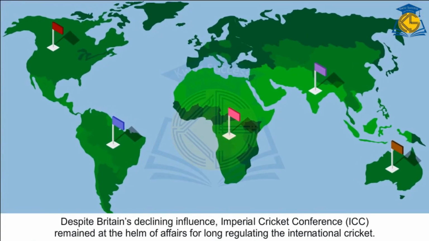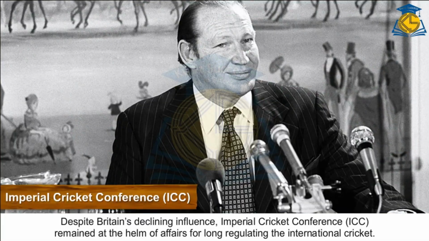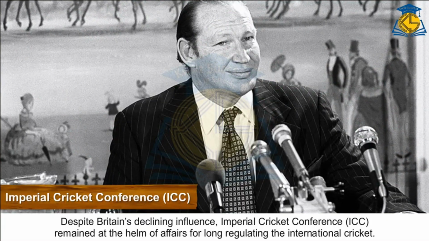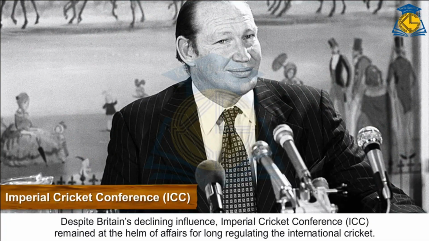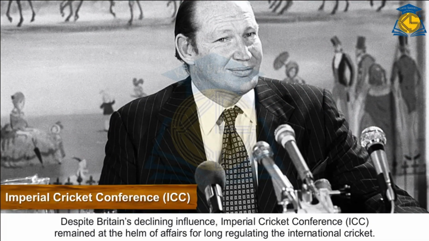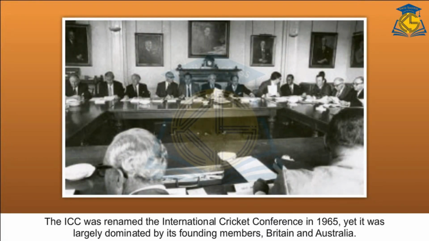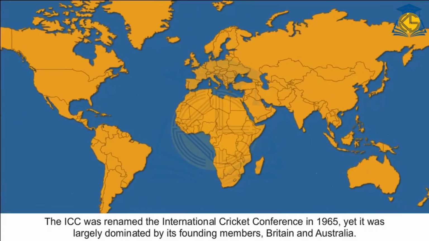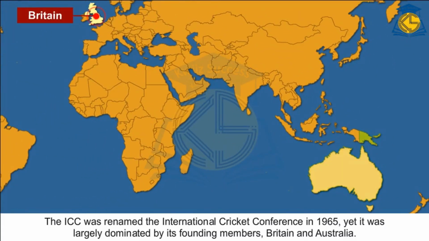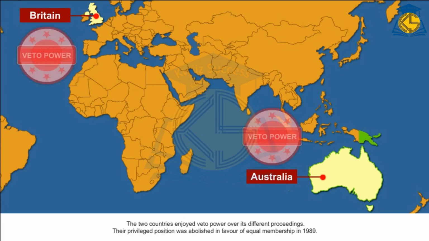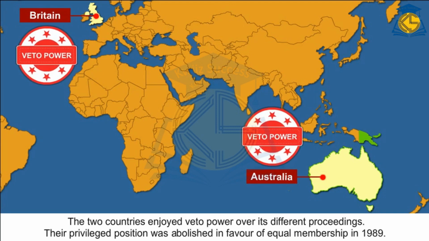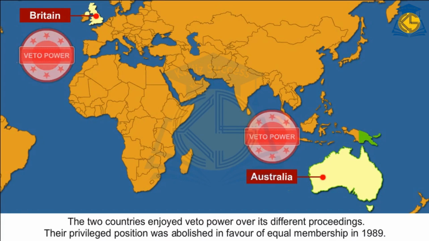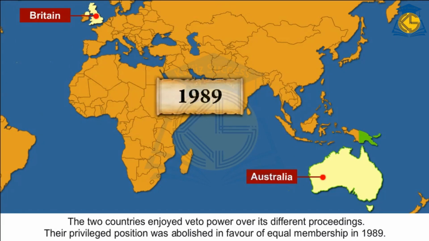Despite Britain's declining influence, the Imperial Cricket Conference (ICC) remained at the helm of affairs for long, regulating international cricket. The ICC was renamed the International Cricket Conference in 1965. Yet, it was largely dominated by its founding members, Britain and Australia. The two countries enjoyed veto power over its different proceedings. Their privileged position was abolished in favor of equal membership in 1989.